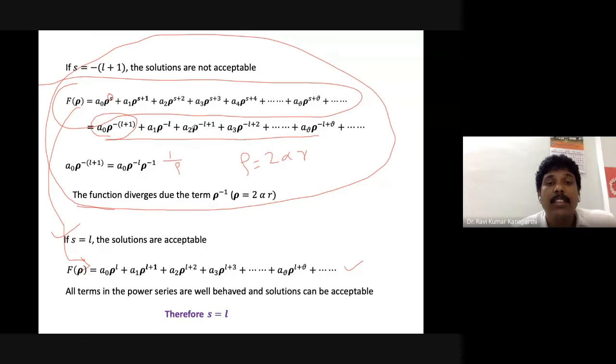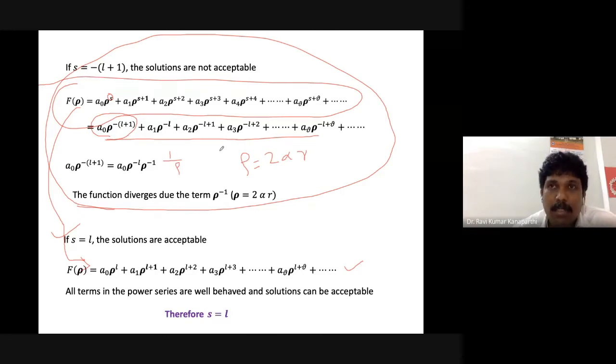On the other hand, this term, these are not well behaved functions. So what we got, if you compare the rho to the power s term, is a conclusion that s must be L. Okay, s must be L. So what is s?